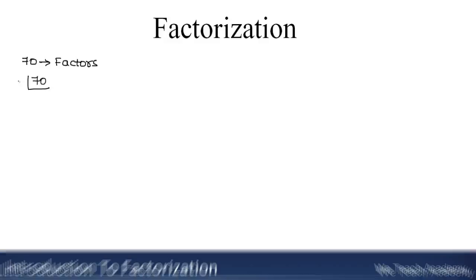On factorizing we get 2 times 35 as 70, and again by factorizing we get 5 times 7 is 35. So therefore we can write the number 70 as 2 into 5 into 7. So these numbers 2, 5 and 7 are called the factors of the number 70.